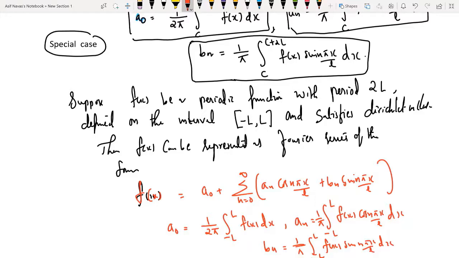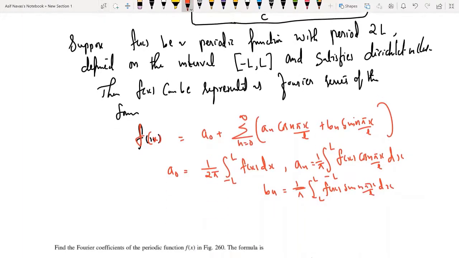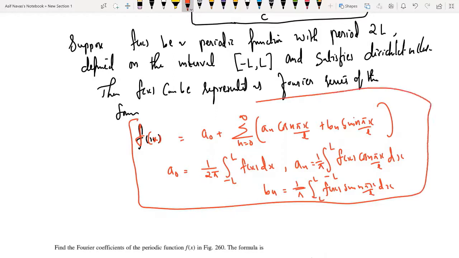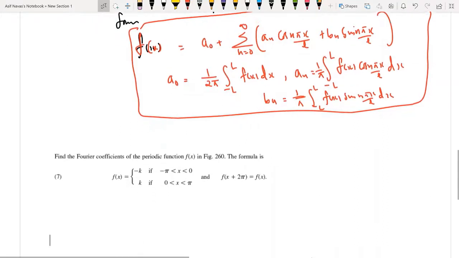So this is the special case for most of the questions. We will have an interval minus L to L, or for example minus pi to pi. So now we will do a problem.